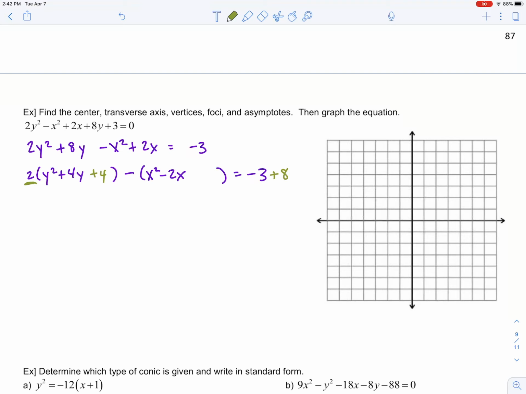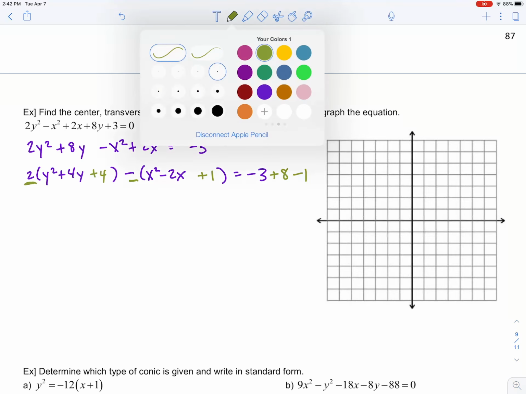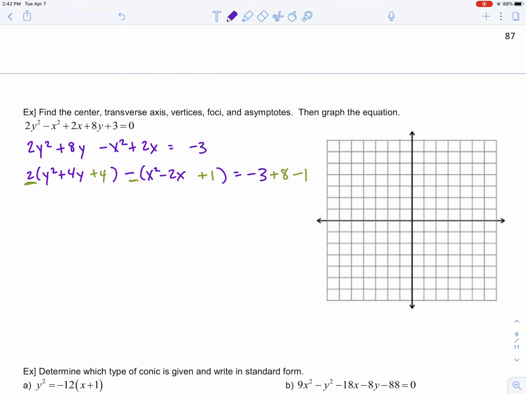That 4 will be multiplied by the 8 though, so what we actually added was 8, so we'll add that to the other side as well. Inside the parentheses here, I'm going to add b over 2 squared. Negative 2 over 2 squared is positive 1, but it's actually a minus 1, so a minus 1 over here as well.